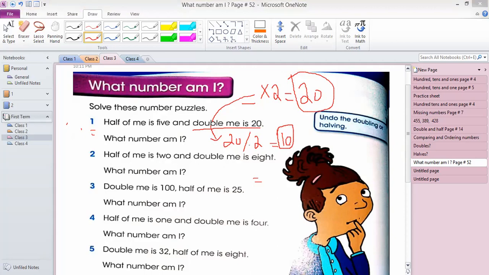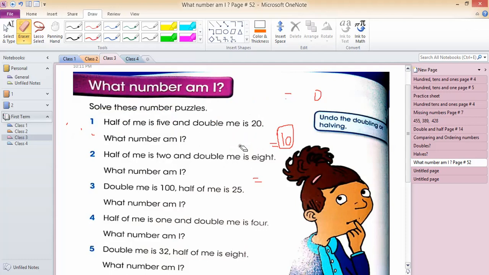That's very good. So guys, you know how to find out a number. Use any of the hint. Half of me is 5. Okay. So find out the double of 5 in order to find out the number. Or use the second hint. This is double of me is 20. So find out the half of 20. In both ways, you will find out the answer.